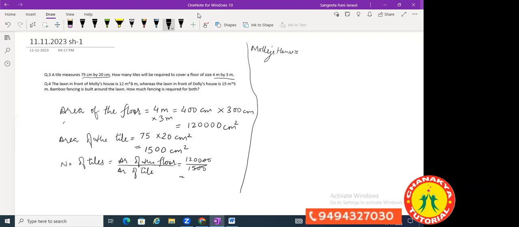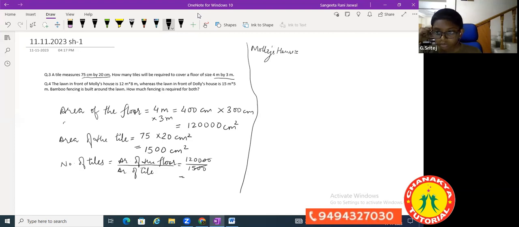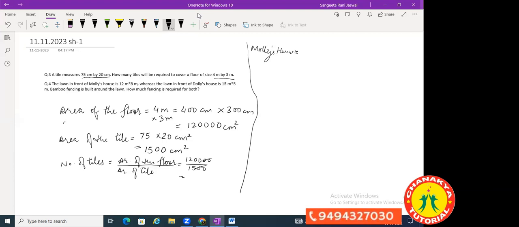The lawn in front of Molly's house is 12 meters by 8 meters. Okay, bamboo fencing is to be built around the lawn. So what is the perimeter? Ma'am, that means we need to add the perimeter of Molly's and Dolly's house, or do we need to write them separately? Yes, but separately you just tell me about Molly's house.